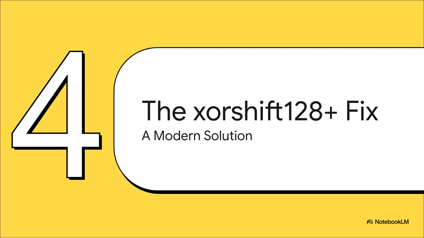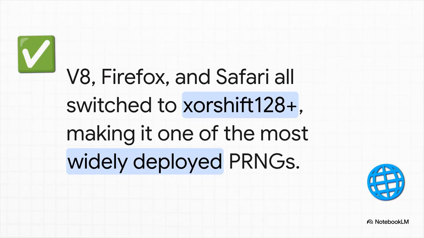They had to find an algorithm that was still super quick, but could also stand up to the intense scrutiny of modern statistical tests. They found their solution in an algorithm called xorshift128+. And it was so good, it wasn't just adopted by Chrome's V8 engine. Firefox and Safari also switched over, basically making it the new standard for Math.random across the entire modern web.